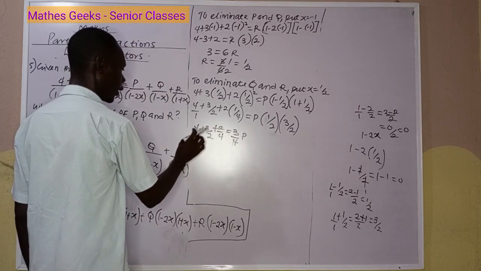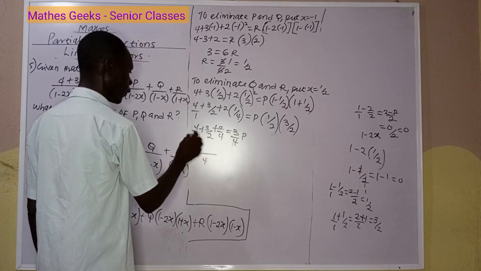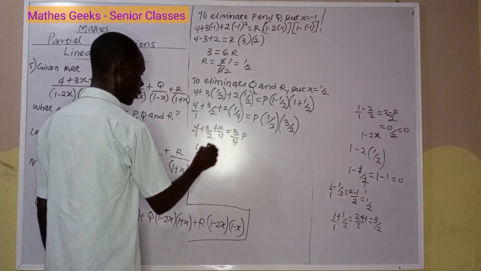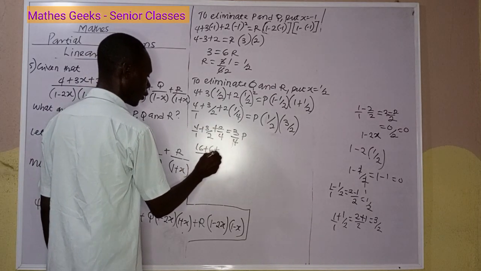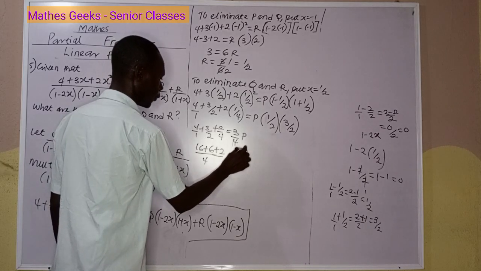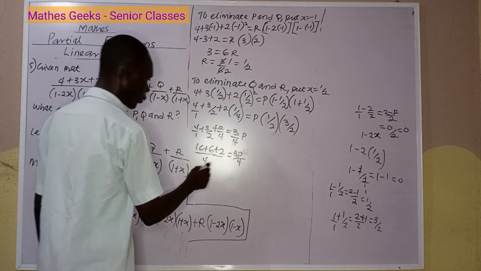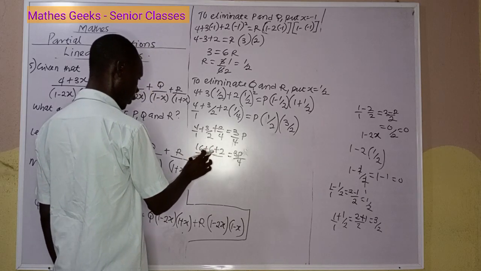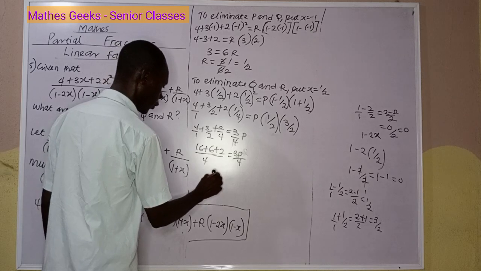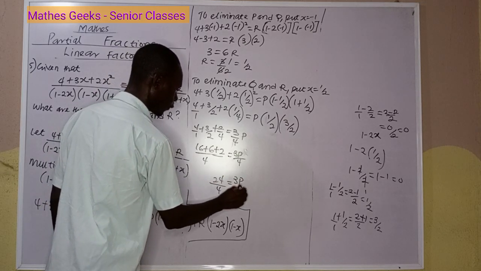So let's simplify here. The LCM of 1, 2, and 4 is 4. 4 into 1 is 4. 4 times 4 is 16 plus 4 into 2 is 2. 2 times 3 is 6 plus 4 into 4 is 1. 1 times 2 is 2, equals to 3 over 4 p, equals to 3p over 4. Okay, so let's cross multiply. 16 plus 6 is 22. 22 plus 2 is 24. 24 over 4, which is equals to 3p over 4.